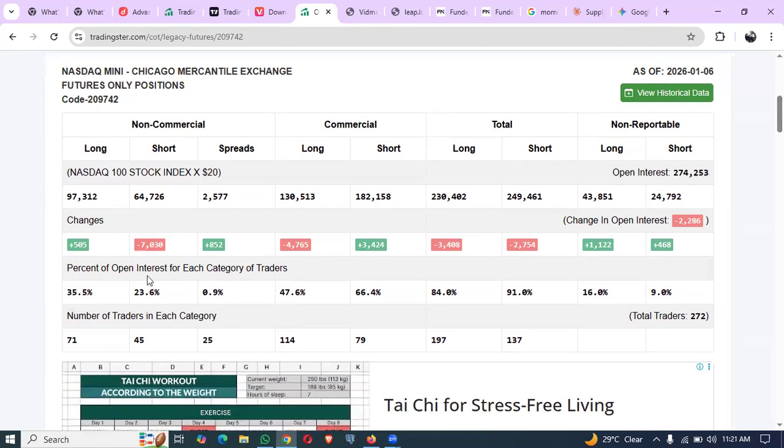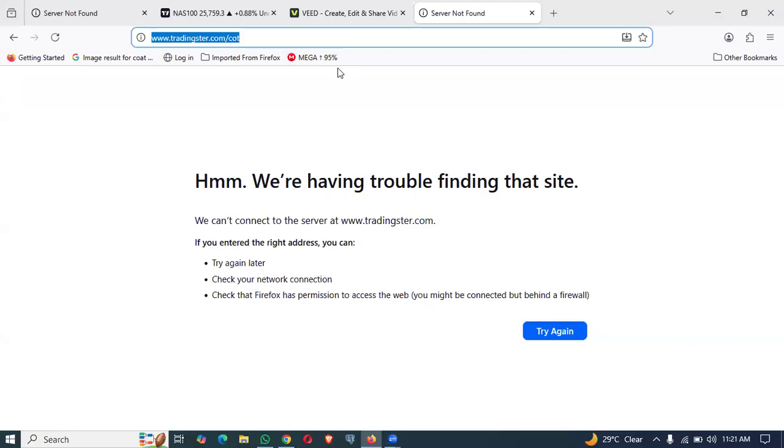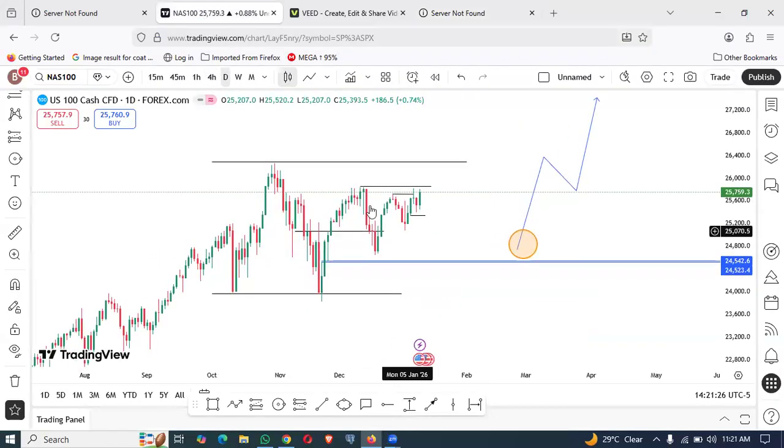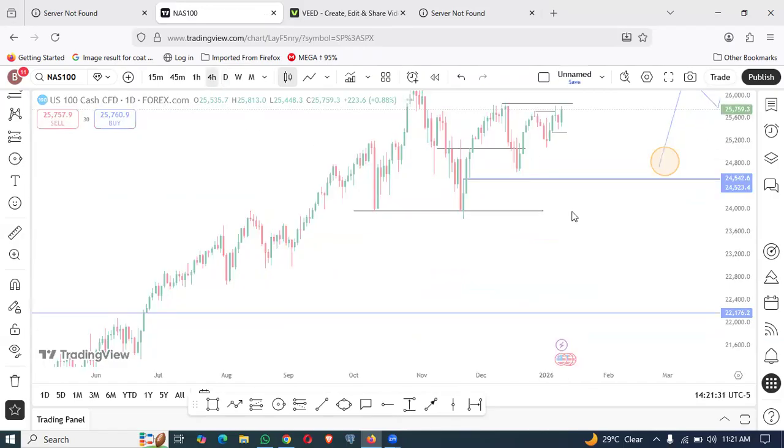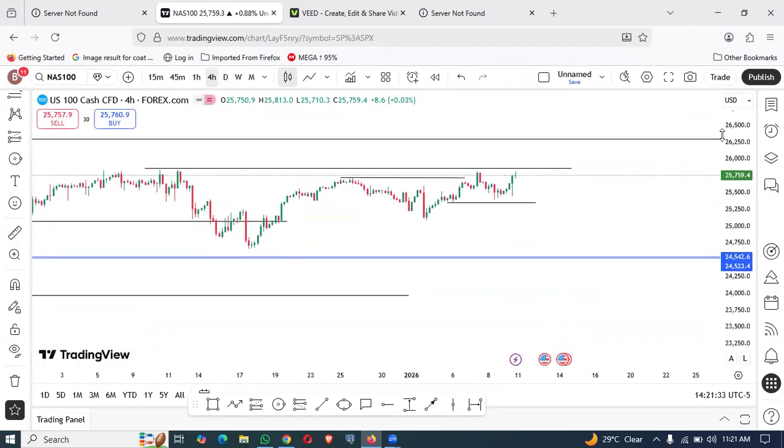Even check the percentage is much as well. The number of traders is much as well. So for Nasdaq now, the trend is bullish already. The trend is bullish already. We just need to look for a nice entry and trade.